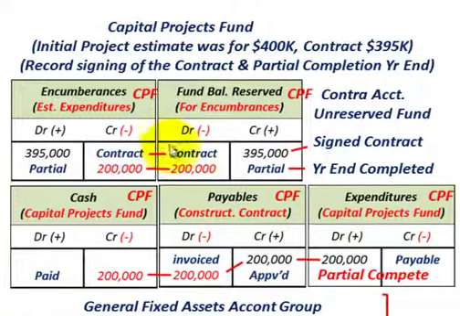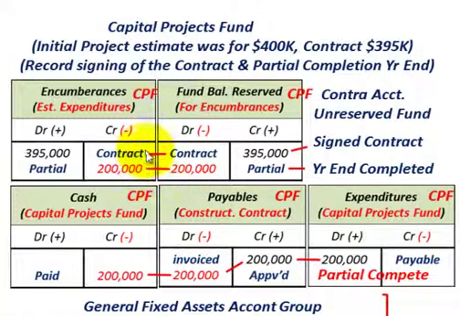Okay, now we come along here at year end, and we have received invoices. We have a partial completion of $200,000 on this $395,000 contract. They completed $200,000 worth of the work involved here, expenditures involved for it. So we would credit or reduce our encumbrances control by that amount, $200,000, and also debit or reduce our fund balance reserved of $200,000.